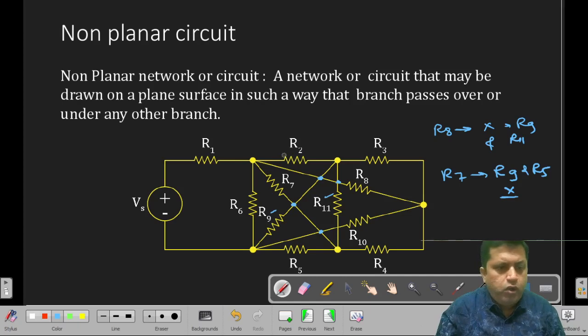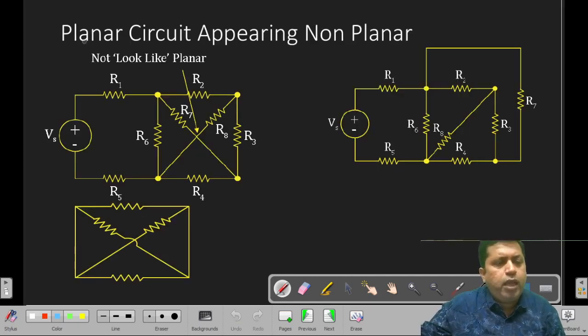Now in certain cases, the network may look non-planar, but actually it is a planar network. See here. This network looks non-planar, but if I put an overlap like this, it is a planar network. So it does not look like a planar network, but it is actually a planar network.